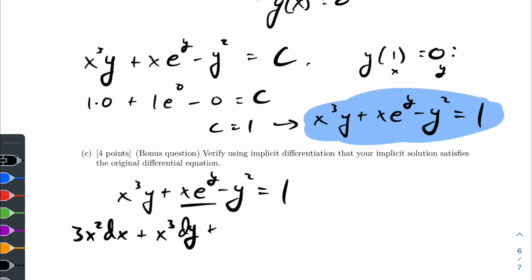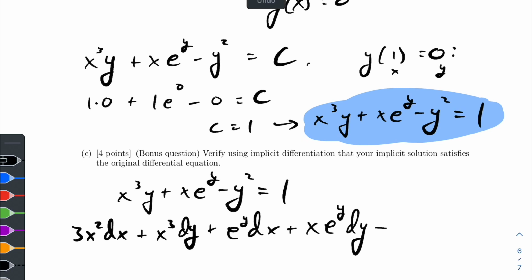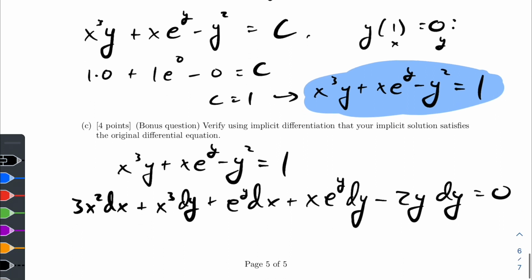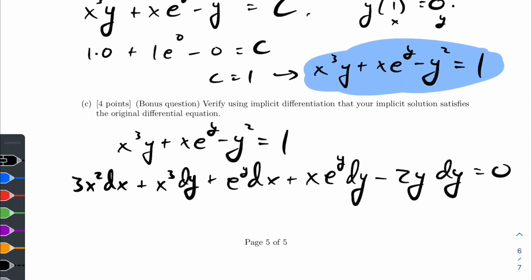Okay. Next term, x e to the y, differential of x is just dx, so I'll do e to the y dx, plus x times, derivative of e to the y is just e to the y times the derivative of y, so e to the y dy. Have to do a chain rule there. And then minus y squared, I'll do minus 2y times dy. And on the right-hand side, derivative is just 0.